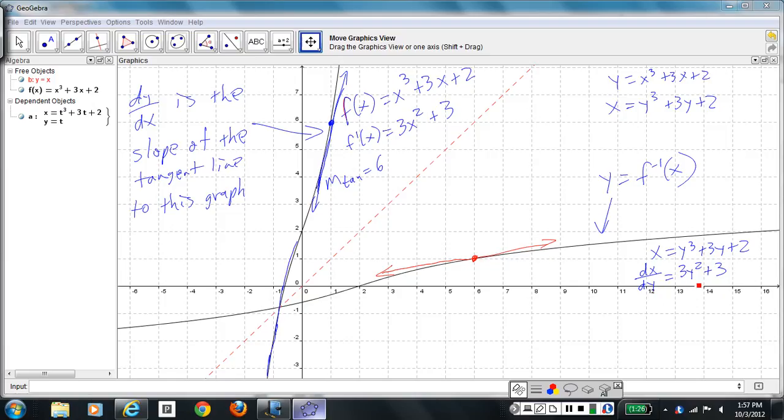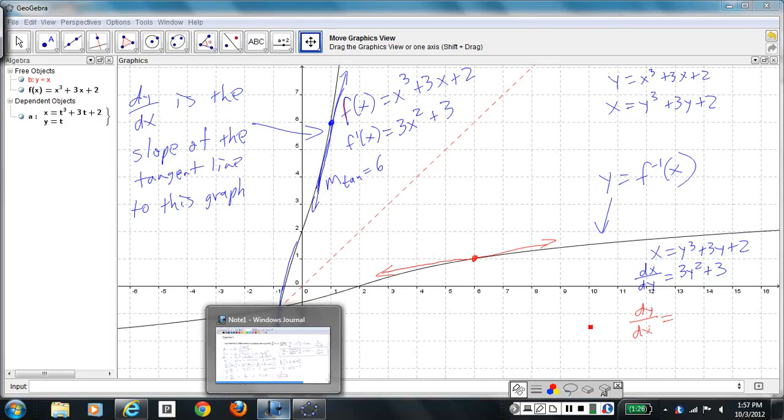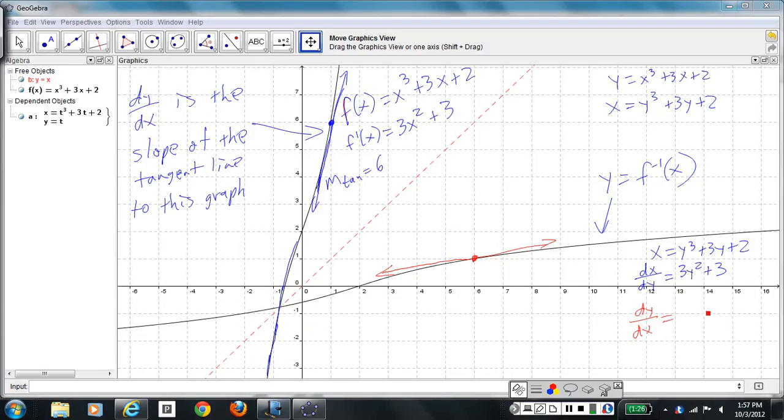dx/dy is 3y squared plus 3, but dy/dx is going to be the reciprocal of that. dy/dx equals 1 over 3y squared plus 3. So if I take the y-coordinate, which is 1, and plug it in for y, I get 1/6. 3 times 1 squared plus 3, that's 6, so 1/6.